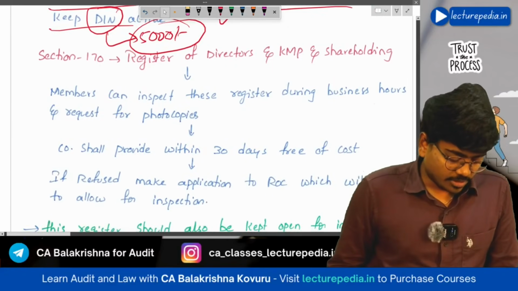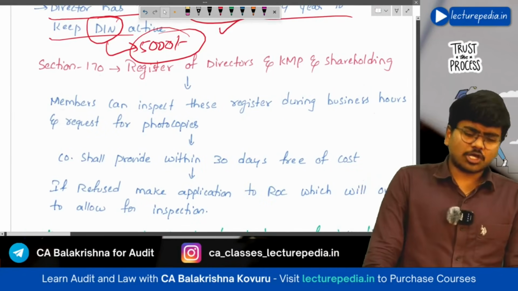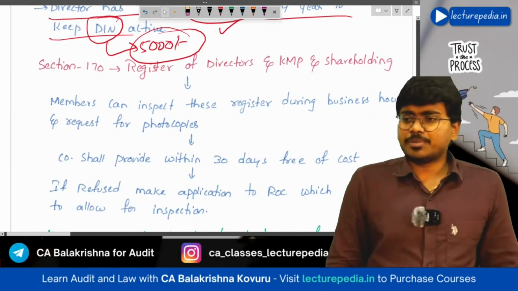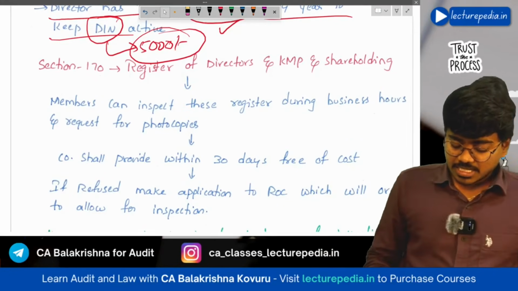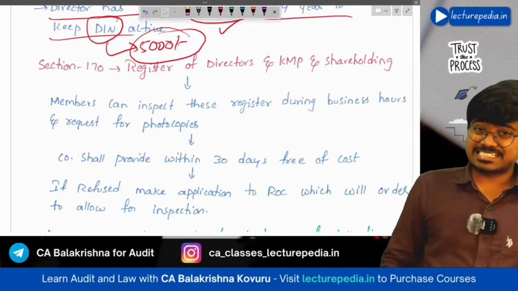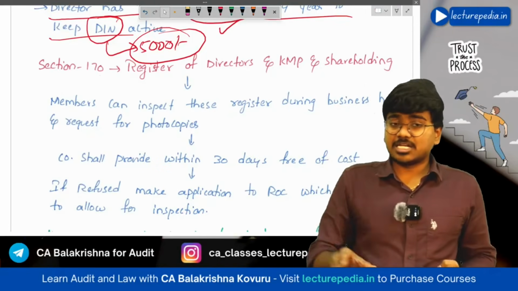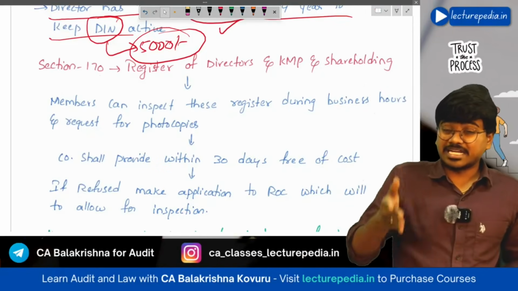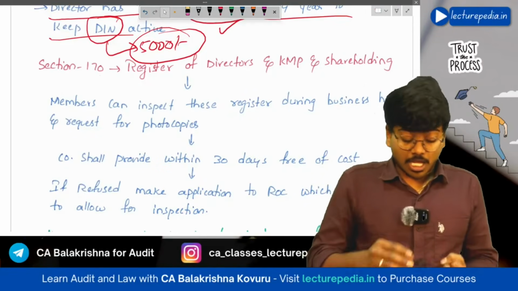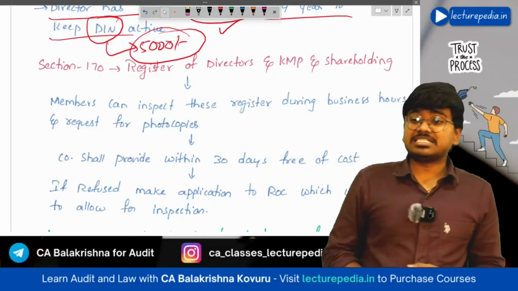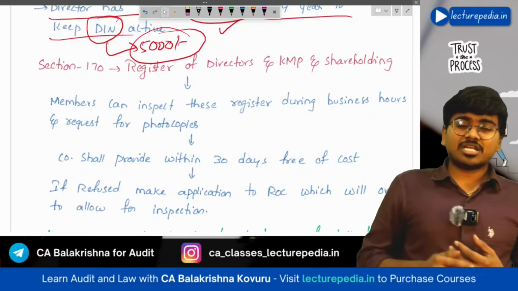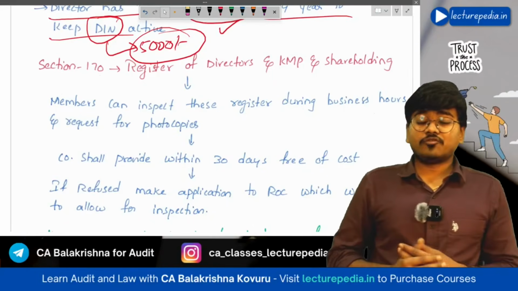Now moving to Section 170, which deals with the register of directors, key managerial personnel and their shareholding. Basically, the company needs to maintain a register of all the directors, their details, their addresses, their contact details, and the date of joining of those directors. The company should also maintain a register of all the key managerial personnel and also the register of shareholders.